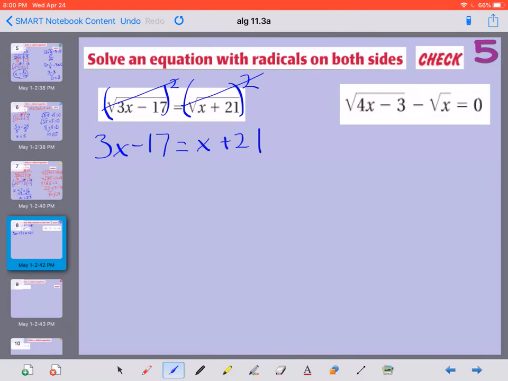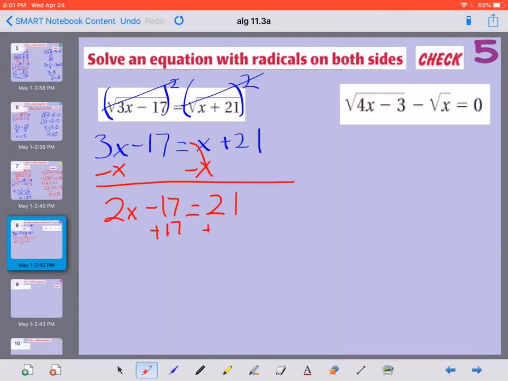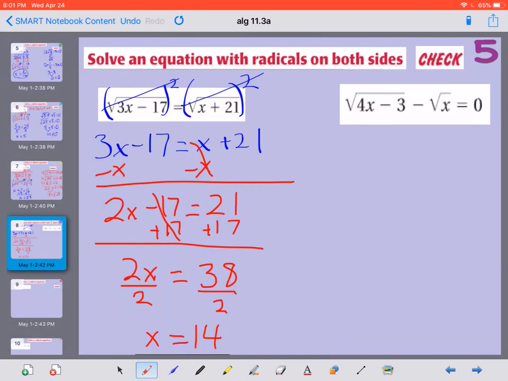So now this is pretty easy. I know how to solve this. What I'm going to do is try to get all my x's to one side. So here I'm going to subtract x from both sides. 3x minus 1x is going to give me 2x minus 17 equals 21. I'm going to add 17 to both sides now. So we get 2x equals 21 plus 17, which is 38. Divide by 2, and x equals 14.